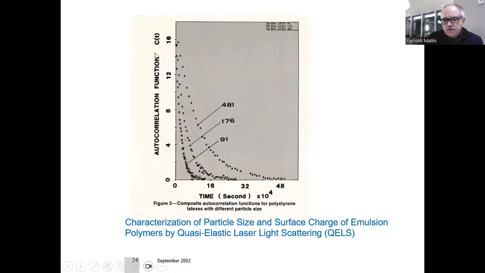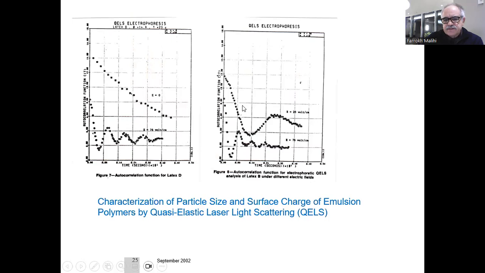Here are the autocorrelation function, basically the output of this quasi-elastic laser light scattering instrument for latex particles with different particle size. The smaller the particle, the faster the decay, the faster the diffusion. So here are these data for 91 nanometer, 176 nanometer, and 481 nanometer in size polystyrene latexes. Again, output data for quasi-elastic laser light scattering, the exponential decay and oscillations.